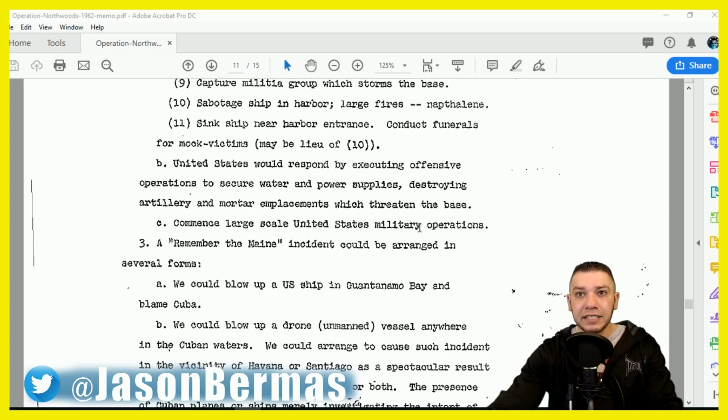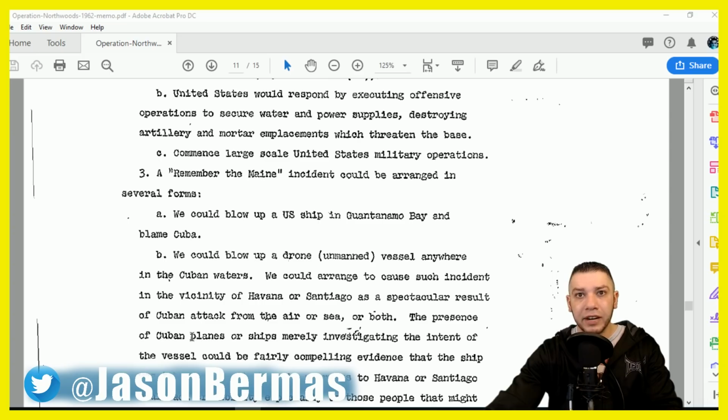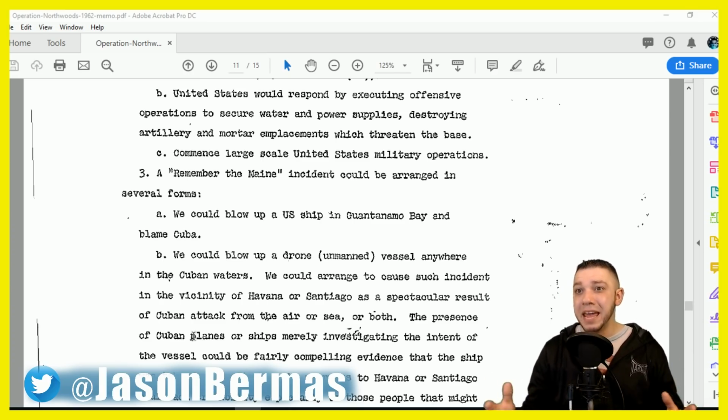The United States would respond by executing offensive operations to secure water and power supplies, destroying artillery and mortar emplacements which threaten the base. Commence large-scale United States military operations. 3, a Remember the Maine incident could be arranged in several forms. Again, false flag stuff. You understand? Here it is. A Remember the Maine.